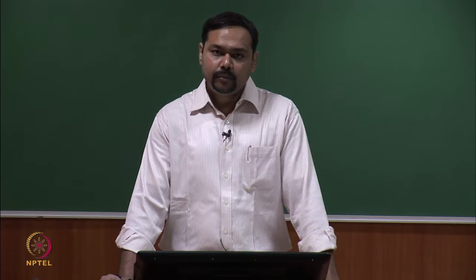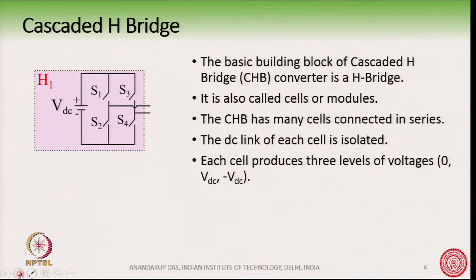Now, the basic building block of this cascaded H bridge multilevel converter, in short CHB multilevel converter or CHB converter, is the H bridge, which we have shown in this diagram here, and we have also studied earlier how the H bridge works. I have shown generic switches here, S1, S2, S3, S4. Basically, each of these switches is a combination of a transistor and an anti-parallel diode.